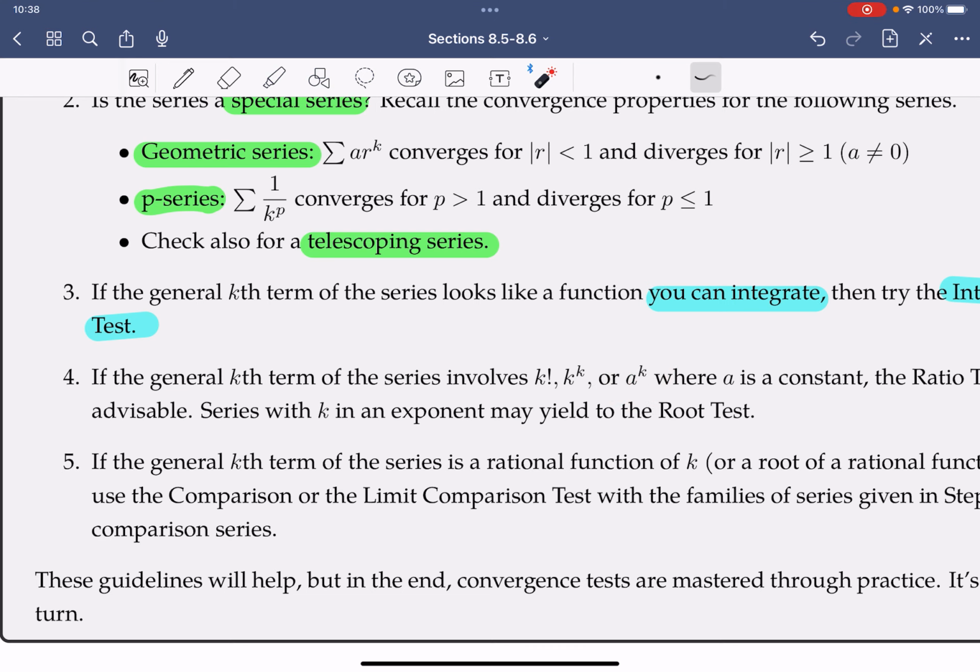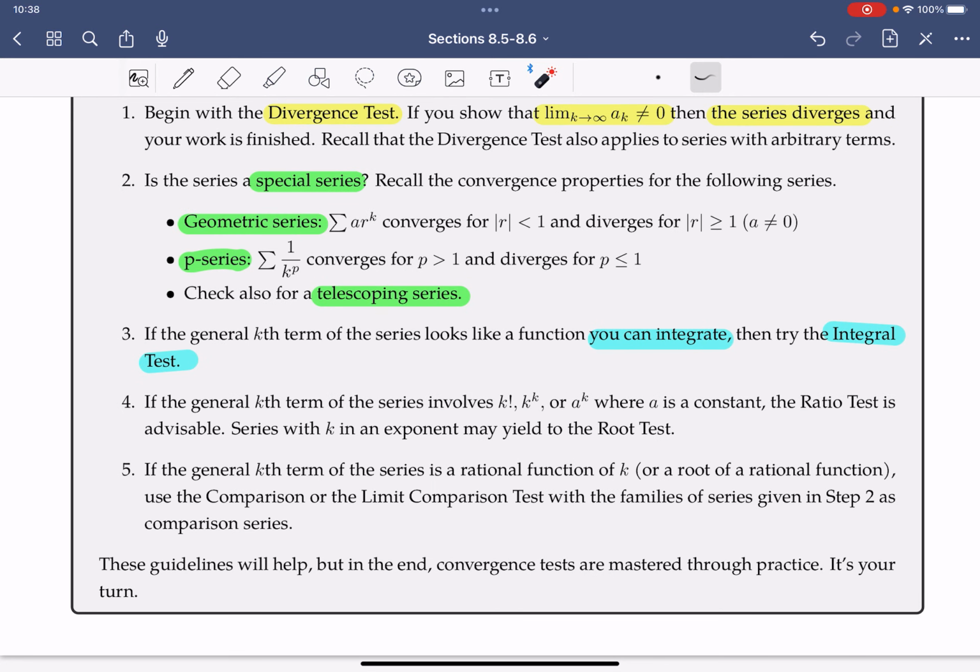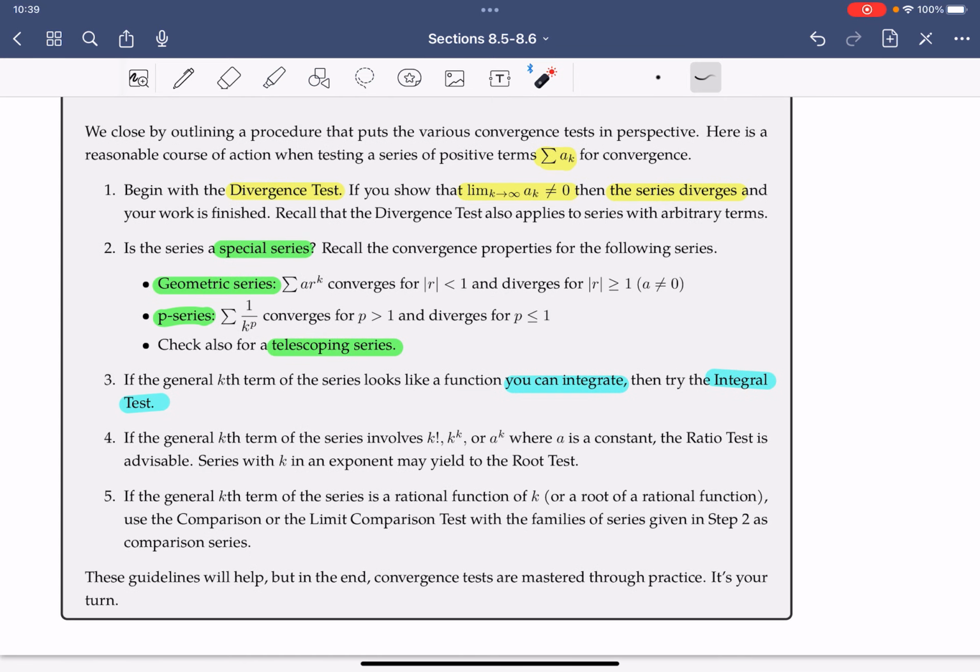And the last one is you can always use the comparison and limit comparison test, but for this one you have to be a little bit creative in what you pick for B sub K to compare it with. So this guideline in general will help, but when you see the problem, it's going to be your experience to do it. So let's do the examples together. Four examples, so we're going to walk you through how to check the convergence of a series in general.